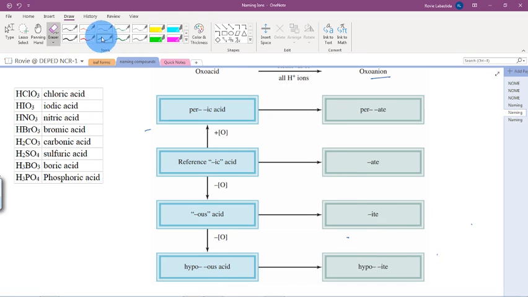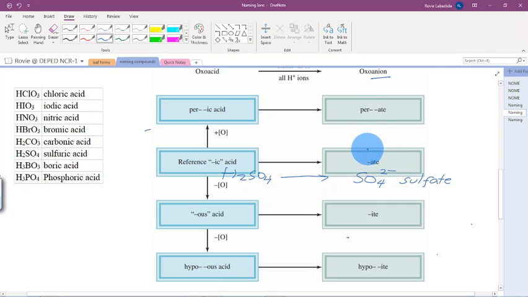So let's proceed with sulfuric acid. H2SO4. So from sulfuric acid, if we remove the hydrogen atoms, it will become SO4 2 negative. Again, why 2? Why is the numerical value 2? Because there are 2 hydrogen atoms that were removed in the formula. So this is sulfate.